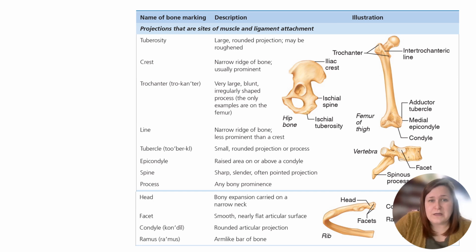And then also there is going to be a list here of bone markings. So we have a few different ones we talk about. Like if we talk about a tuberosity, that is going to be a large rounded projection. So we talk about tuberosities a lot when we are talking about how the femur locks in with the hip. We will talk about crest, which is going to be a narrow ridge of bone. We see that on the pelvis.